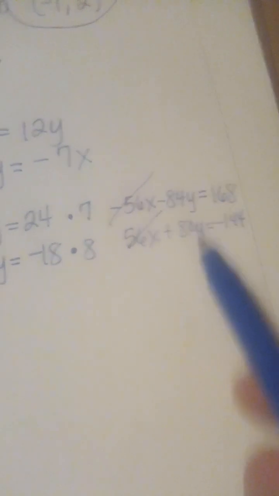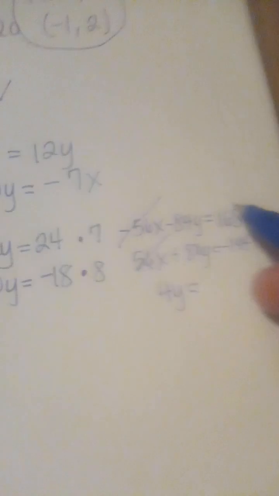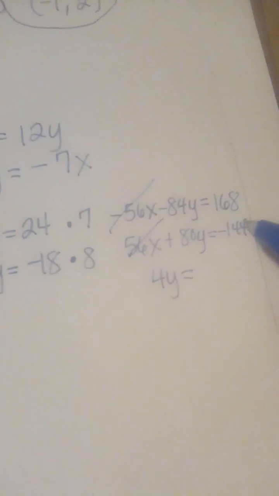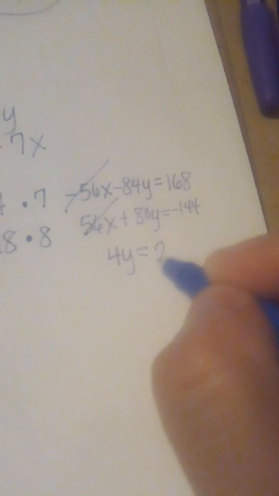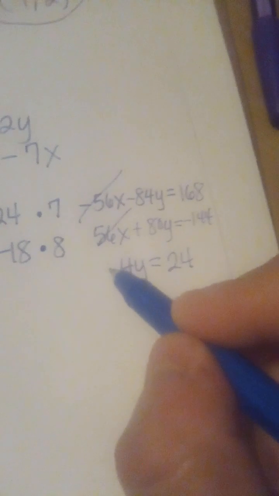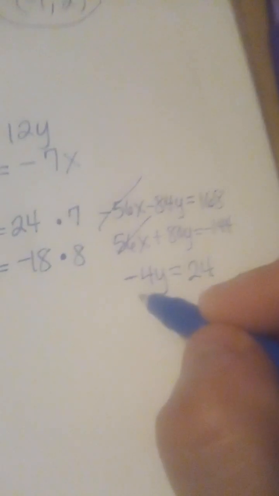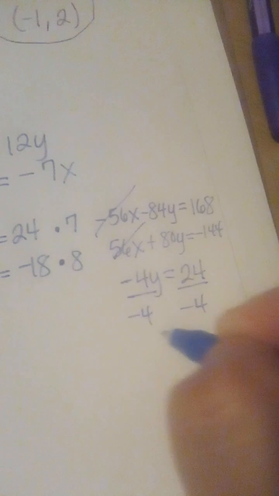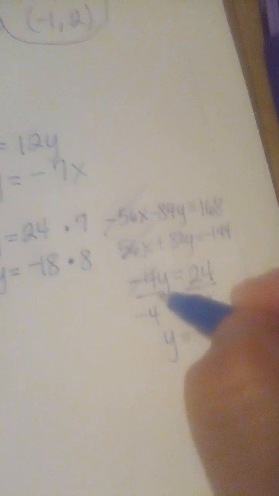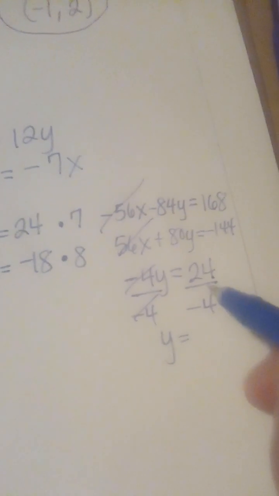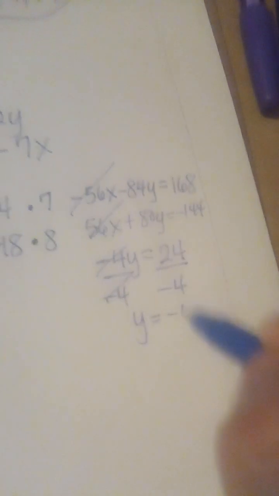What is negative 84 plus 80? Negative 4y. And then we got 168 minus 144, I believe is 24. Don't forget the negative in front of the y. It's a bad habit. That's me. I make mistakes, so I try to correct it. Then we had 24 divided by negative 4 to get the y. Cross out the negative 4s. We got 24 divided by negative 4 is a negative 6.